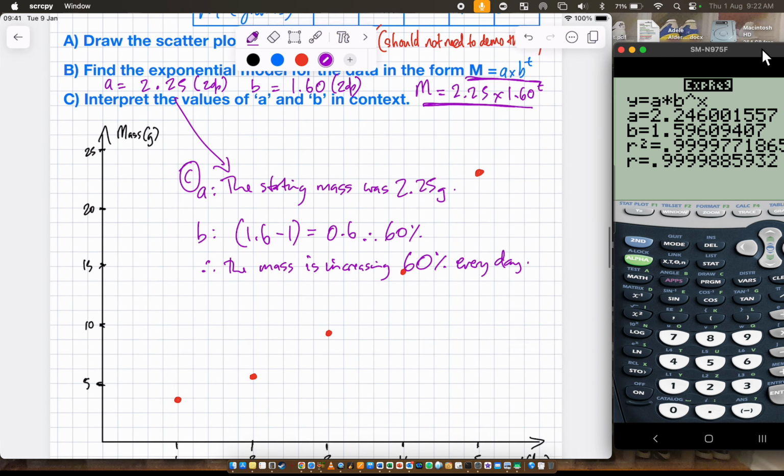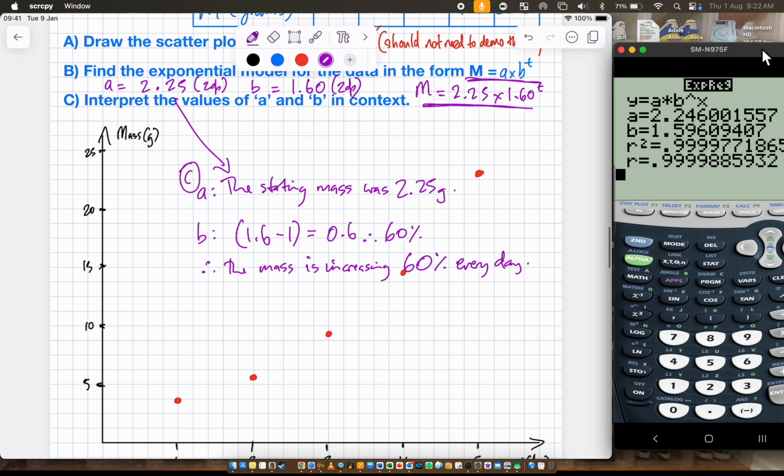I'll zoom out slightly so you can see the scatter plot. So some time to get this down, please.